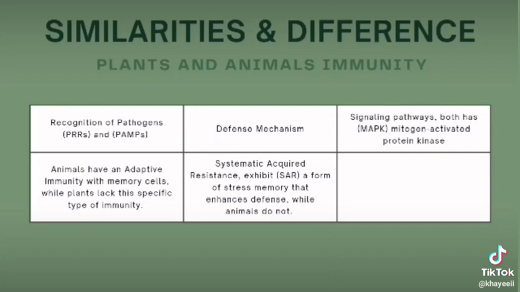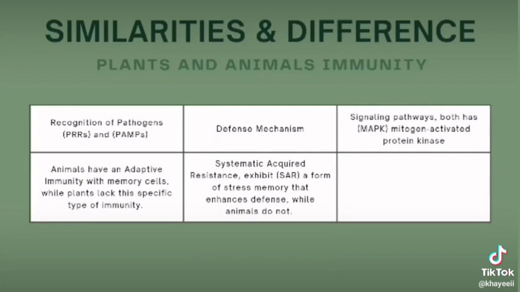Now let's talk about the differences between plant and animal immunity. Number one, the difference is their adaptive immunity. There is a significant difference in the presence of adaptive immunity in animals, and this includes the development of memory cells, which enable the immune system to respond more effectively to repeated infections. Plants, on the other hand, lack adaptive immunity and do not have memory cells.